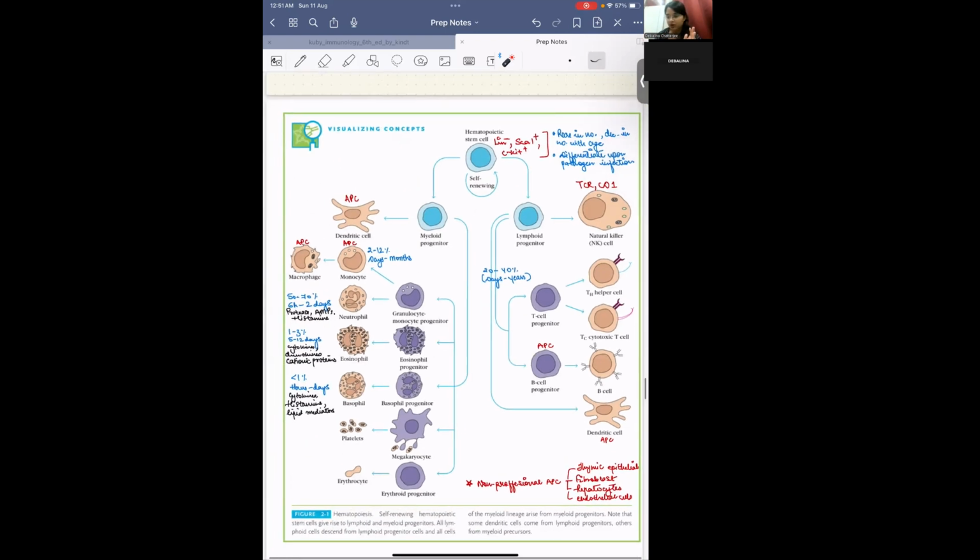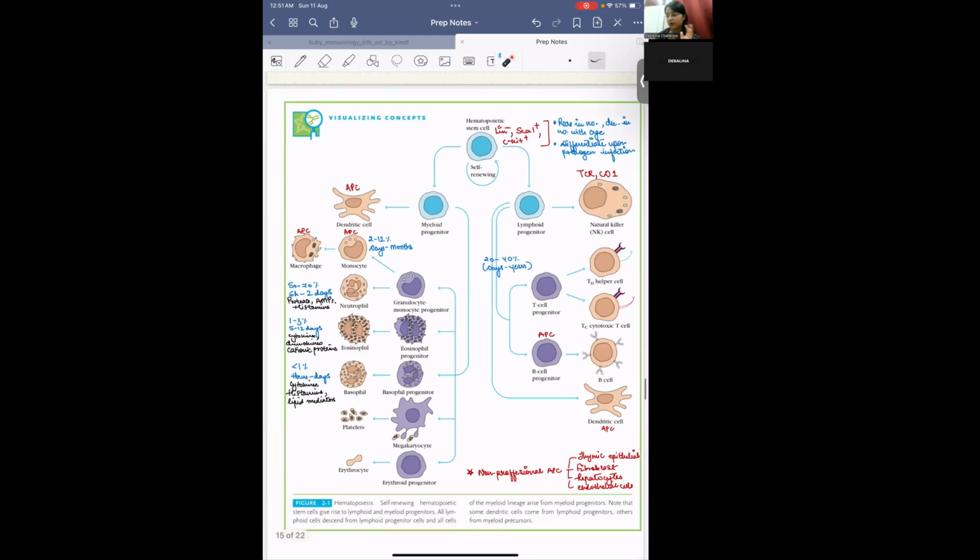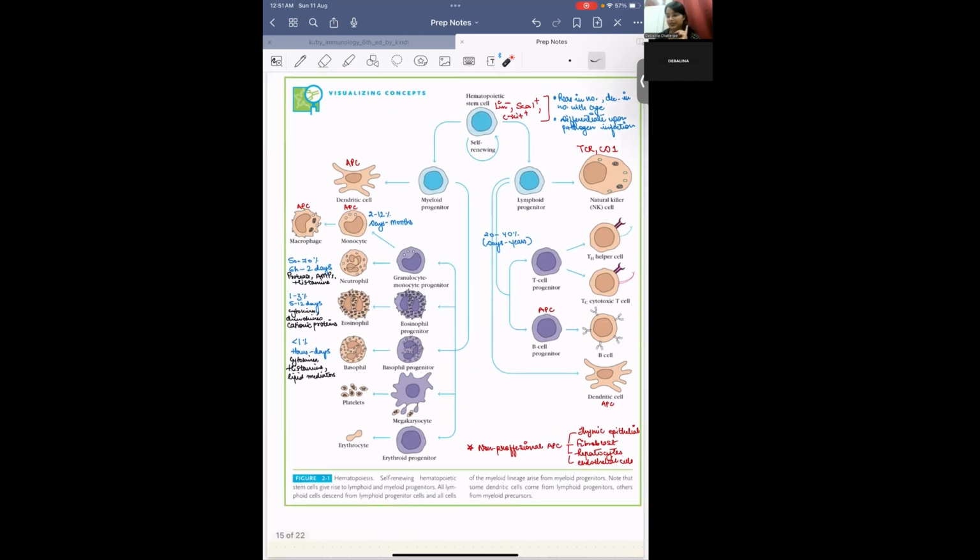So, among all these cells of your immune system, the antigen presenting cells that we have been discussing so far, which express the class 2 MHC molecule, we have some cells called the professional APCs, which means it's their job to present the antigen along with the class 2 MHC molecule. Among the professional APCs, we have the monocyte, macrophage, the dendritic cells, as well as the B cells, the most important being the dendritic cells.